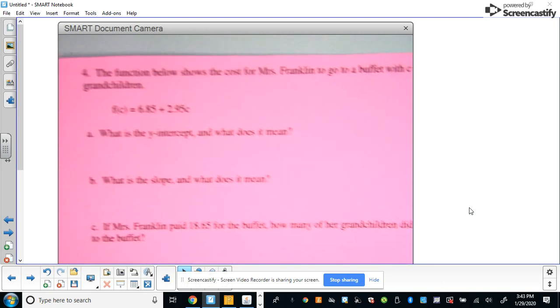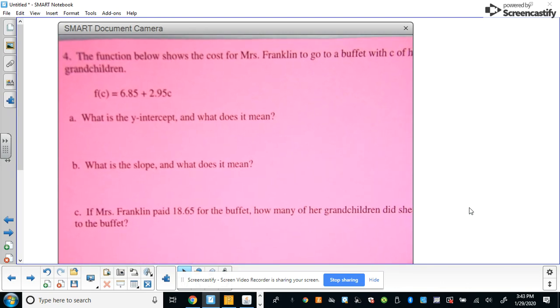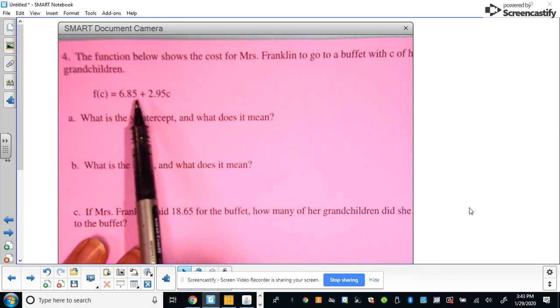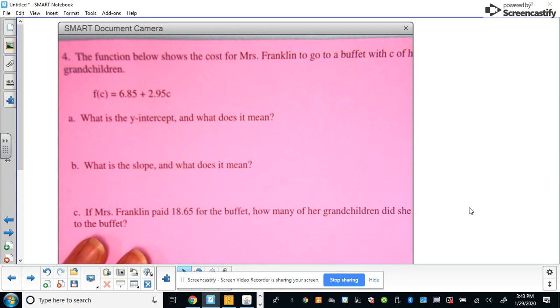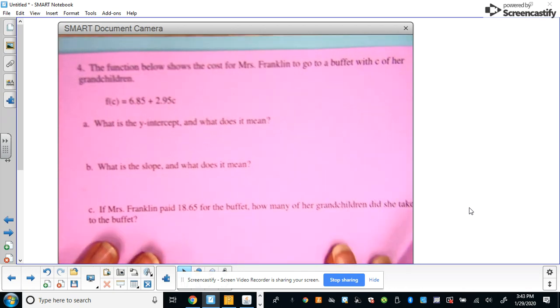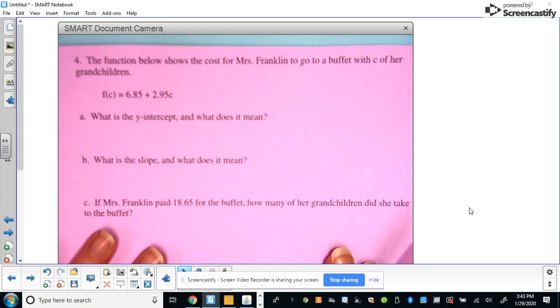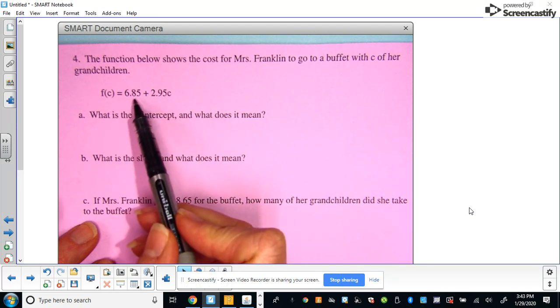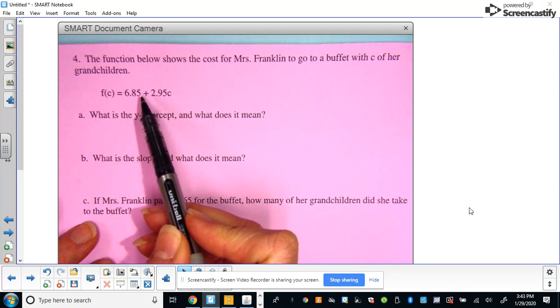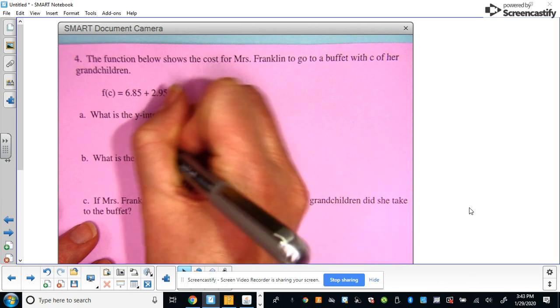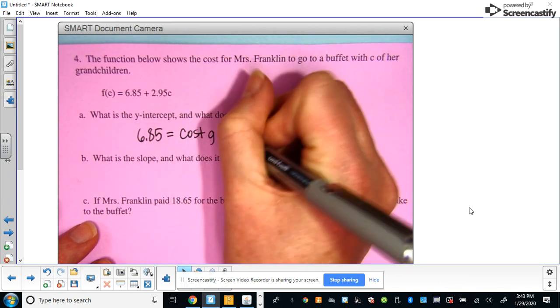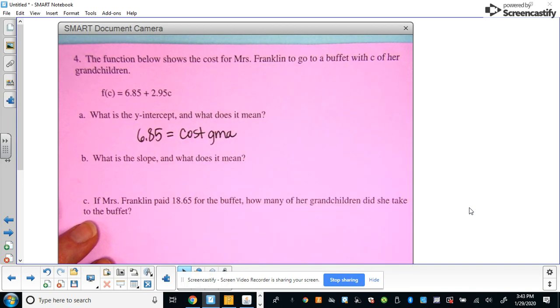Another good example is about a buffet. This is the cost for Mrs. Franklin to go to the buffet herself, and then the 2.95 with the C is about her grandchildren, so that's $2.95 per grandchild. So what is your y-intercept? The y-intercept is the constant without a variable, and that's 6.85. That's the cost for the grandmother to eat at the buffet.